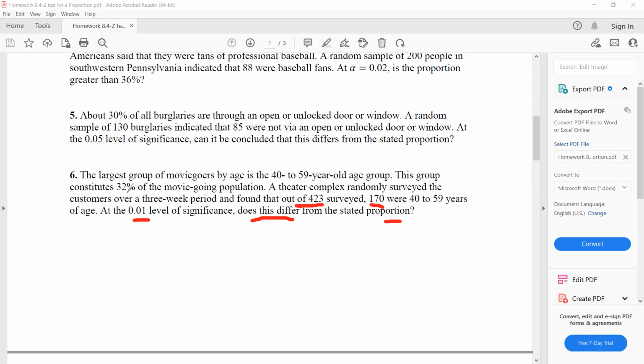Nothing too weird here. We don't have any weird group changes or anything like that. Don't be thrown off by this 40 to 59. That's how old they are. That describes that group. Because we don't have a stated method in here, we're using the traditional approach. And our proportion is 32%. So we're going to look at our whiteboard here.